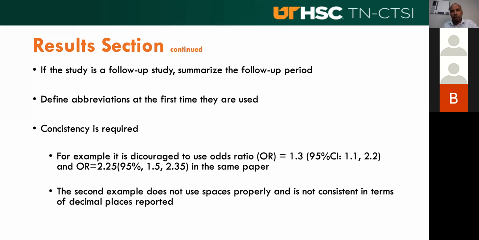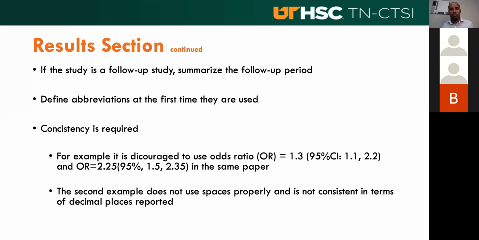If the study is a follow-up study, summarize the follow-up period. So describe the average months or years of follow-up. Define abbreviations the first time they are used in the whole study as well as in the results section. Try to describe abbreviations when they are used first. Consistency is always required. I repeat myself, but this is very relevant.